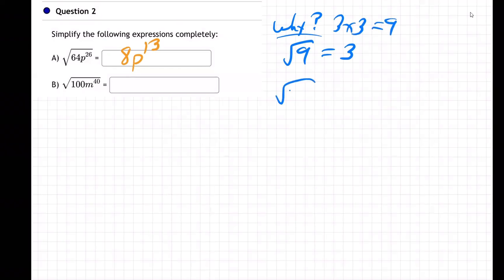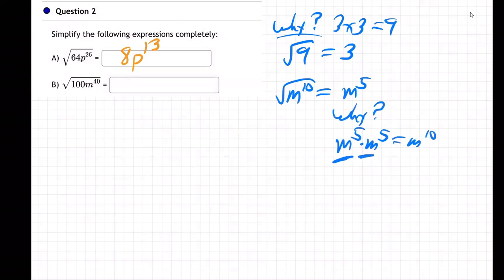Okay, so with that same thinking, what do you think square root of m to the 10th is going to be? Well, do you realize it's going to be m to the 5th? Why? Because m to the 5th times m to the 5th is m to the 10th. Remember powers add? When you multiply same letters, the powers, the 5 and the 5 add, don't they? M to the 5th times m to the 5th is m to the 10th. Therefore, the square root of m to the 10th is m to the 5th.